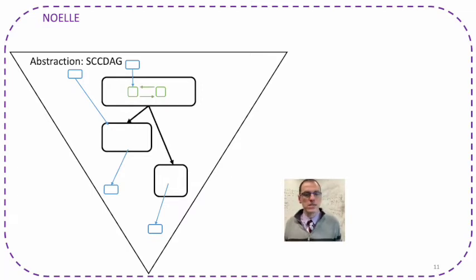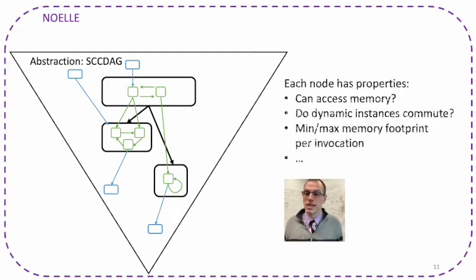You can inspect in this way any SCC that composes the SCCDAG. You can also traverse the SCCDAG at the lowest level of the hierarchy, going across SCC edges. This is important because sometimes you need to know how the data flows across SCCs at the instruction granularity. Finally, each node at any level of the hierarchy includes information about its properties, like whether its computation can access memory, whether dynamic instances of that node can commute, their memory footprints, etc.